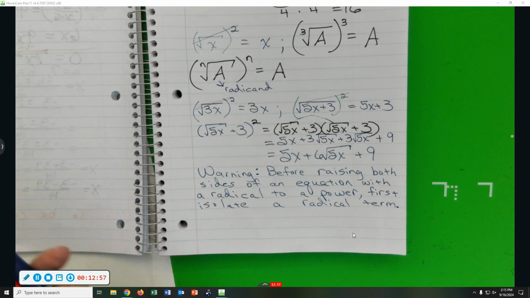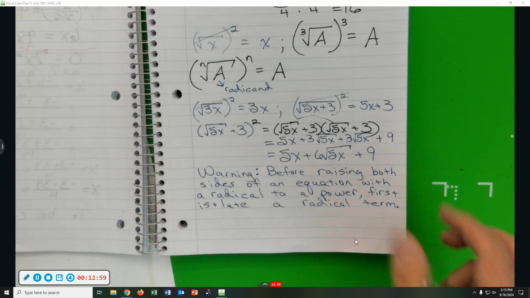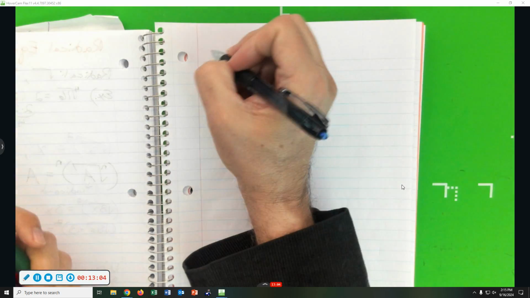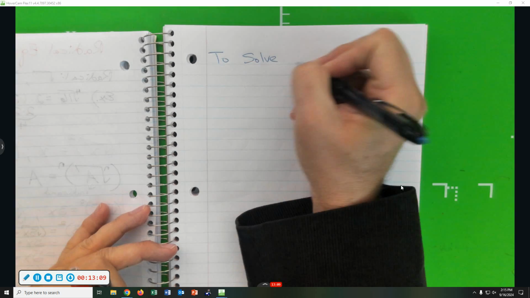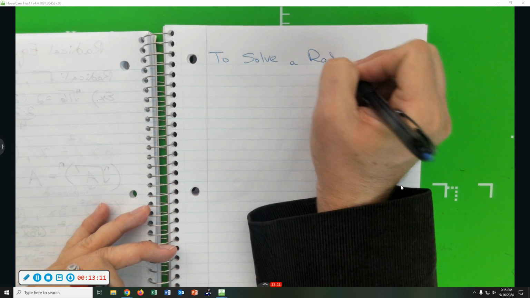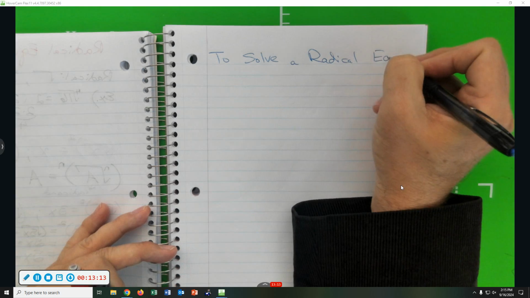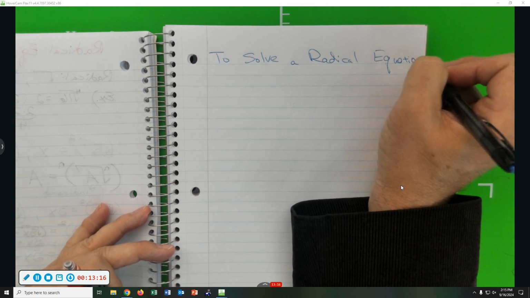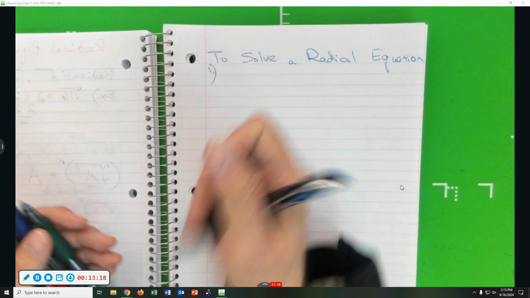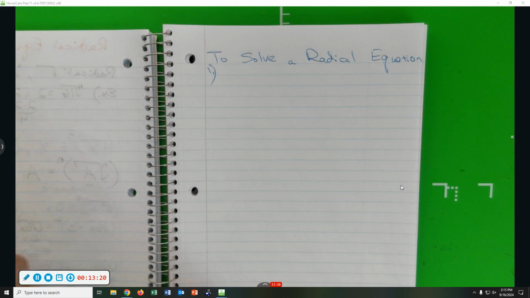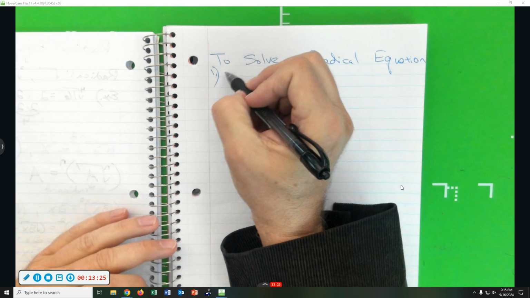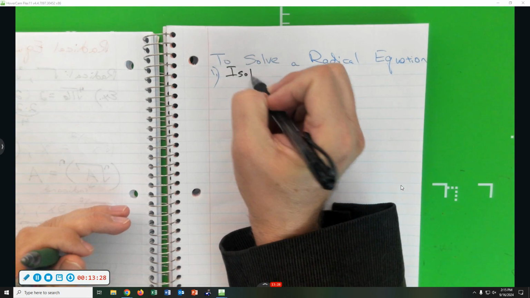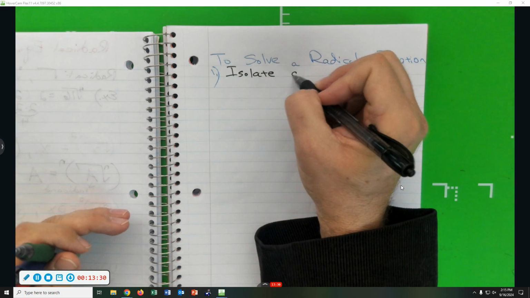So here's the general process that we'll use to solve a radical equation. To solve a radical equation, first thing, isolate a radical term. I say a because there may be more than one. But if there's only one, then that's the one you have to isolate.